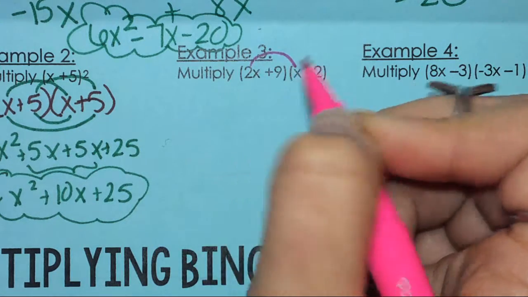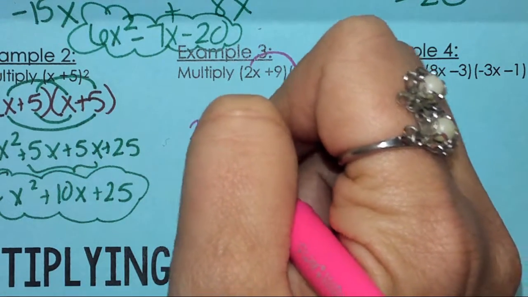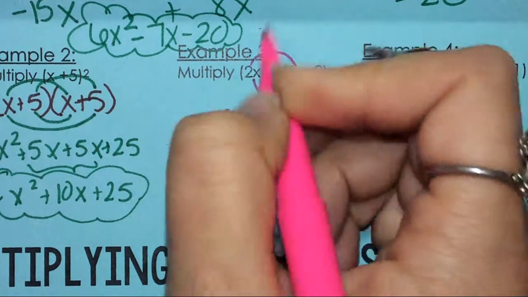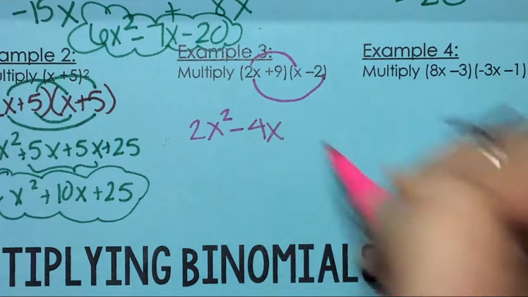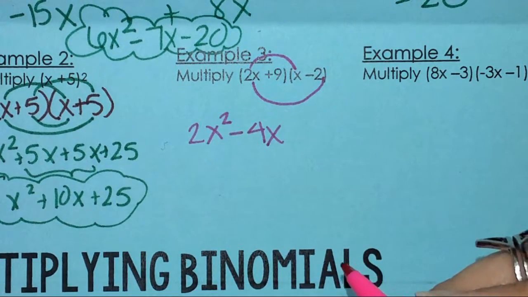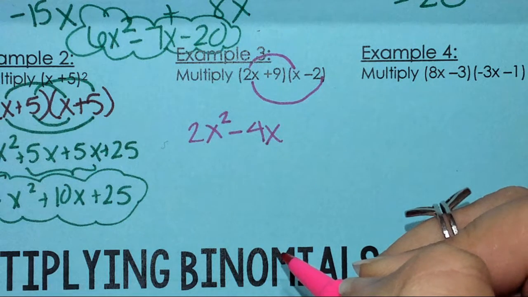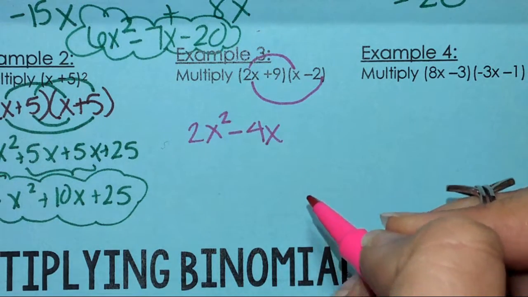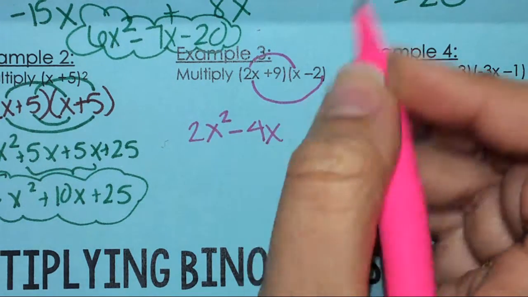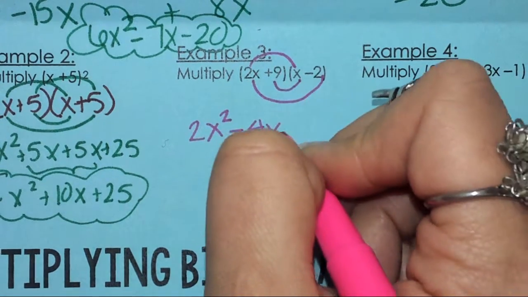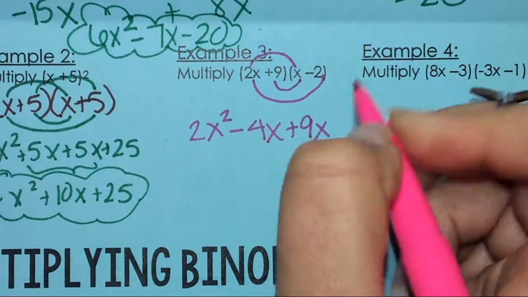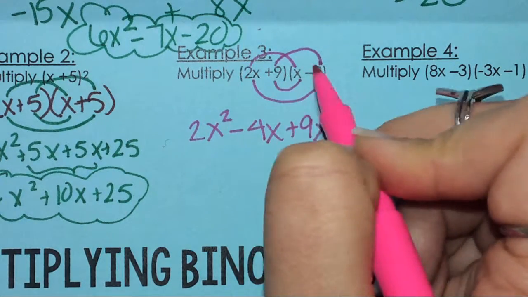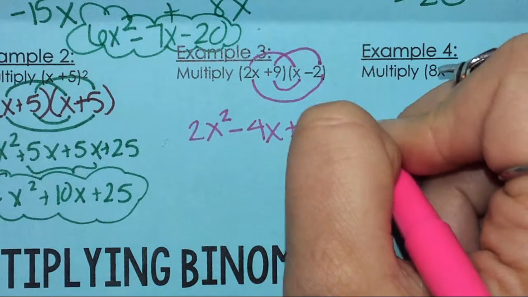Yes, take your stuff. 2X times X is 2X squared. Alright, then we're multiplying the outside, so that's our mouth. 2X times negative 2 is negative 4X. Does everybody see where I got those from? Yes. Do I need to slow down? No. Why is it a negative? Because 2X times a negative 2 makes a negative 4. Then you do 9 times X and you get? Positive 9X. That's our nose. That's the inside. And then you draw the other eyebrow. That's the last. 9 times negative 2 is? Negative 18.